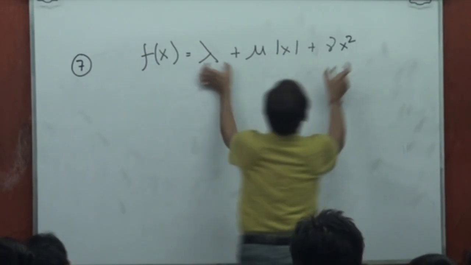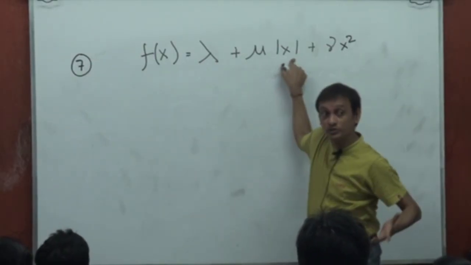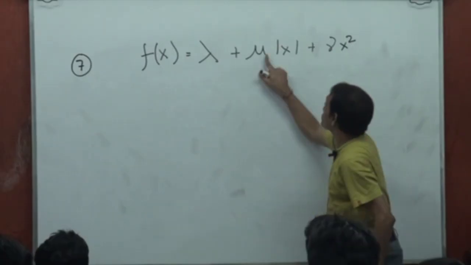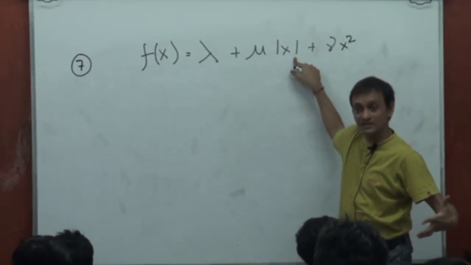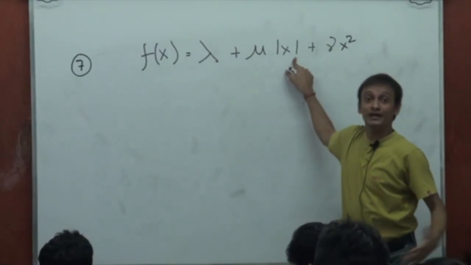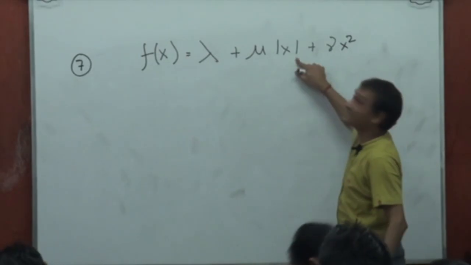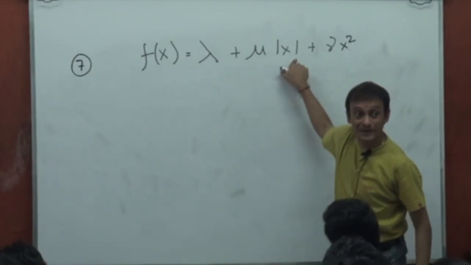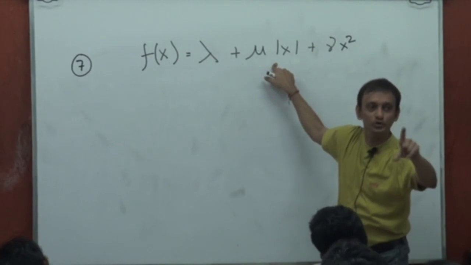And the sum of a differentiable and a non-differentiable function will be a non-differentiable function, which means the very existence of mu times mod x prominently will cause lack of differentiability, right? So you don't want this term to exist in the expression. So you want mu to be 0.